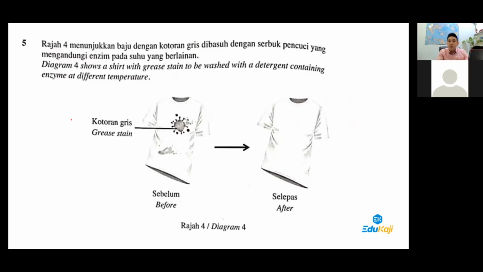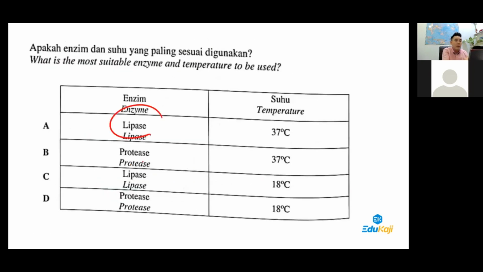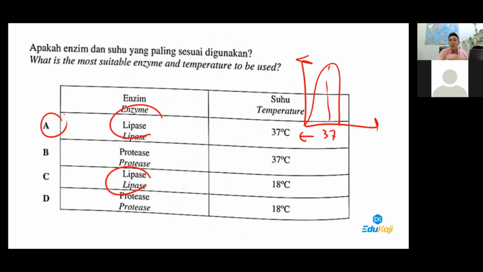Okay, number 5, guys. The diagram shows a shirt with grease stain to be washed with detergent. So grease is like oil. Oil is a type of lipid, so we have to use lipase. What's the best temperature? Always 37. So therefore, number 5 answer is A.